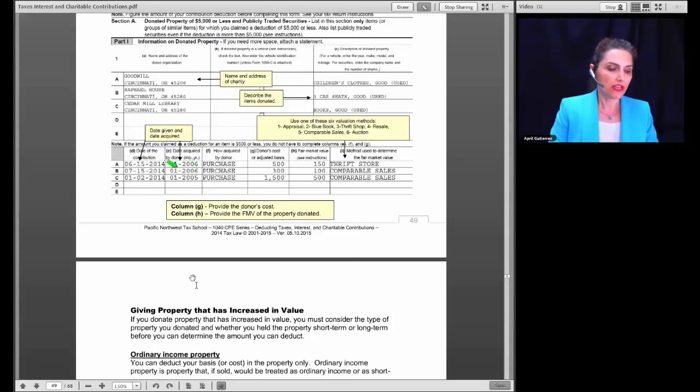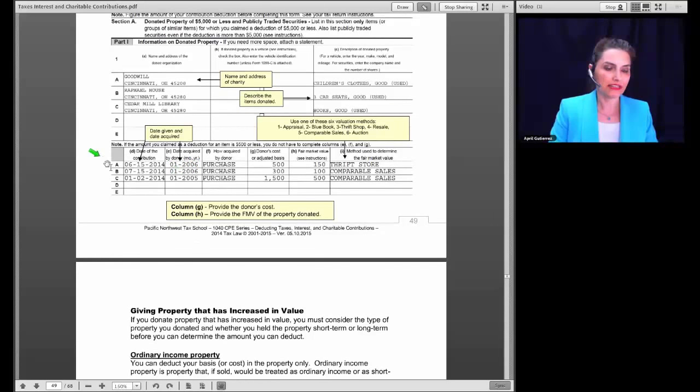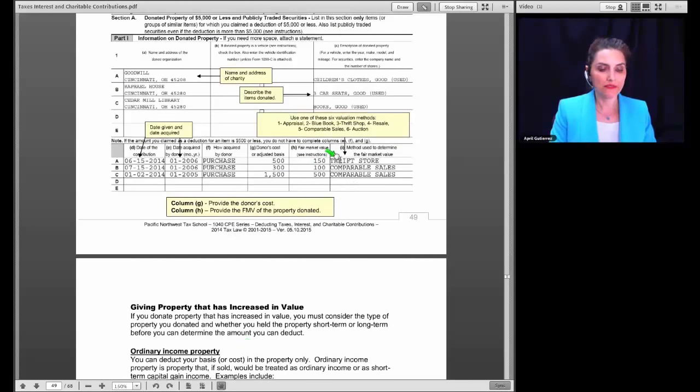You are able to enter "various" as a date acquired, but you can never use "various" as a date given. For the date given, they always want you to list the actual date given. You then enter the donor's original cost in the item and the best guess you have at its fair market value. And then the deduction is going to be based on the fair market value.